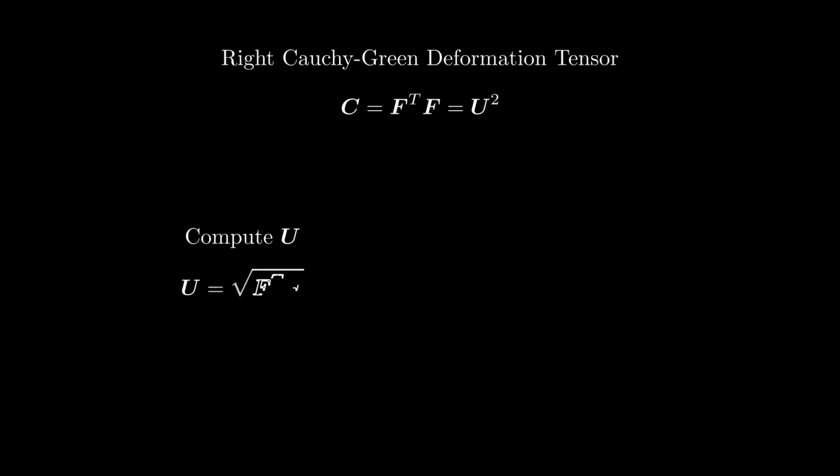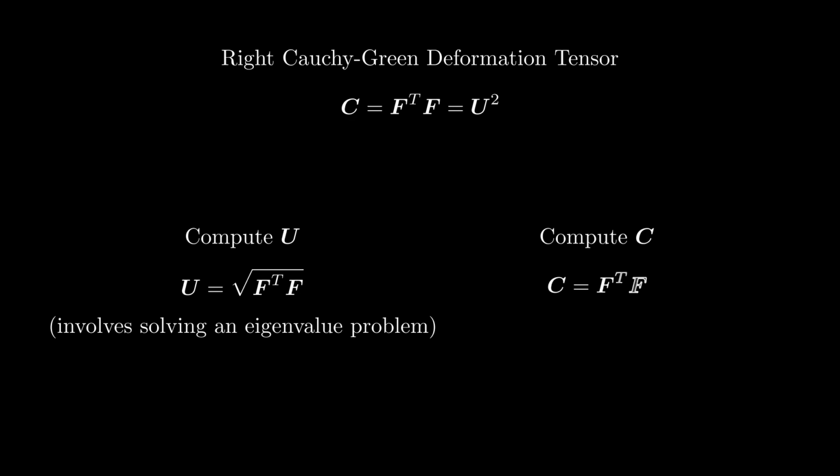U is the square root of F transposed F. We will not talk about this in detail, but computing the square root of a matrix is not straightforward because it involves solving an eigenvalue problem. Of course, such operations are implemented in most software libraries for scientific computing, but still it is much easier and computationally efficient to compute C, which is just F transposed F without a square root.